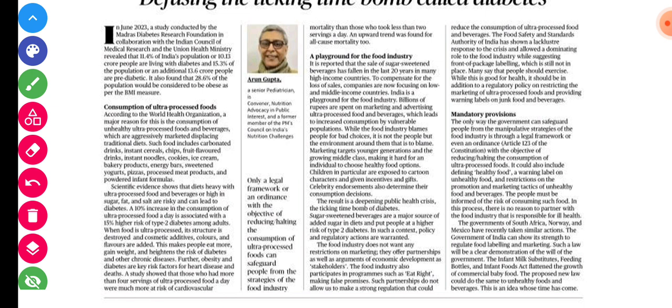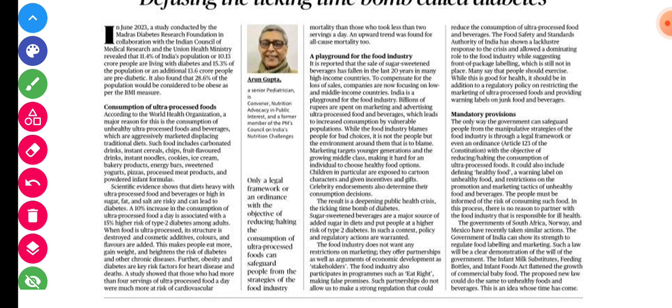with the objective of reducing the consumption of ultra processed foods among the Indian population as well as the population of the world. This initiative also includes defining healthy food, a warning label on unhealthy food, and restrictions on the promotion and marketing tactics of unhealthy food and beverages. The government of India also suggests that people must be informed of the risk of consuming such ultra processed food.